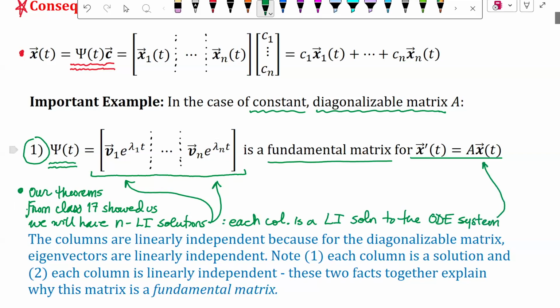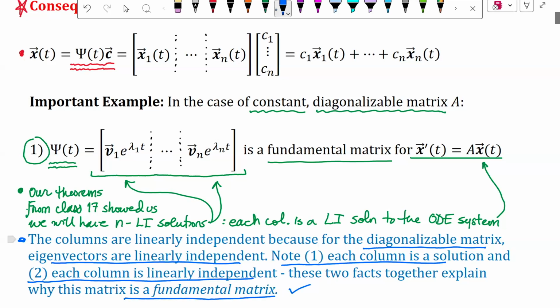Now, of course, we know why the matrix columns are linearly independent. They are linearly independent because for the diagonalizable matrix, eigenvectors are linearly independent. So each column is a solution and each column is linearly independent. Together, we see why this is a fundamental matrix. It turns out the fundamental matrix is not unique because we can change basis and find a different set of linearly independent solutions as long as there are n of them.